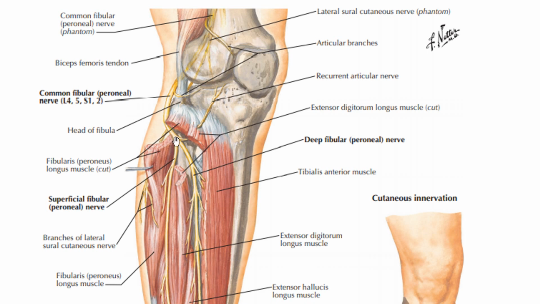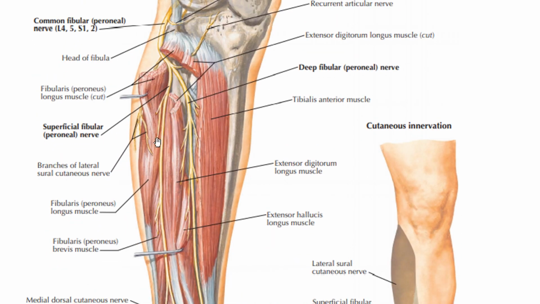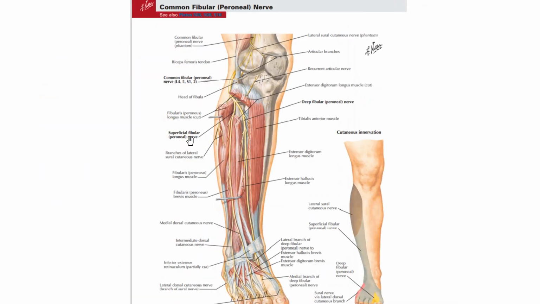Number one is the superficial peroneal nerve, and number two is the deep peroneal nerve. The superficial peroneal nerve supplies the muscles of the lateral compartment, and the deep peroneal nerve supplies the muscles of the anterior compartment. Okay, but we are concerned with their cutaneous innervation.